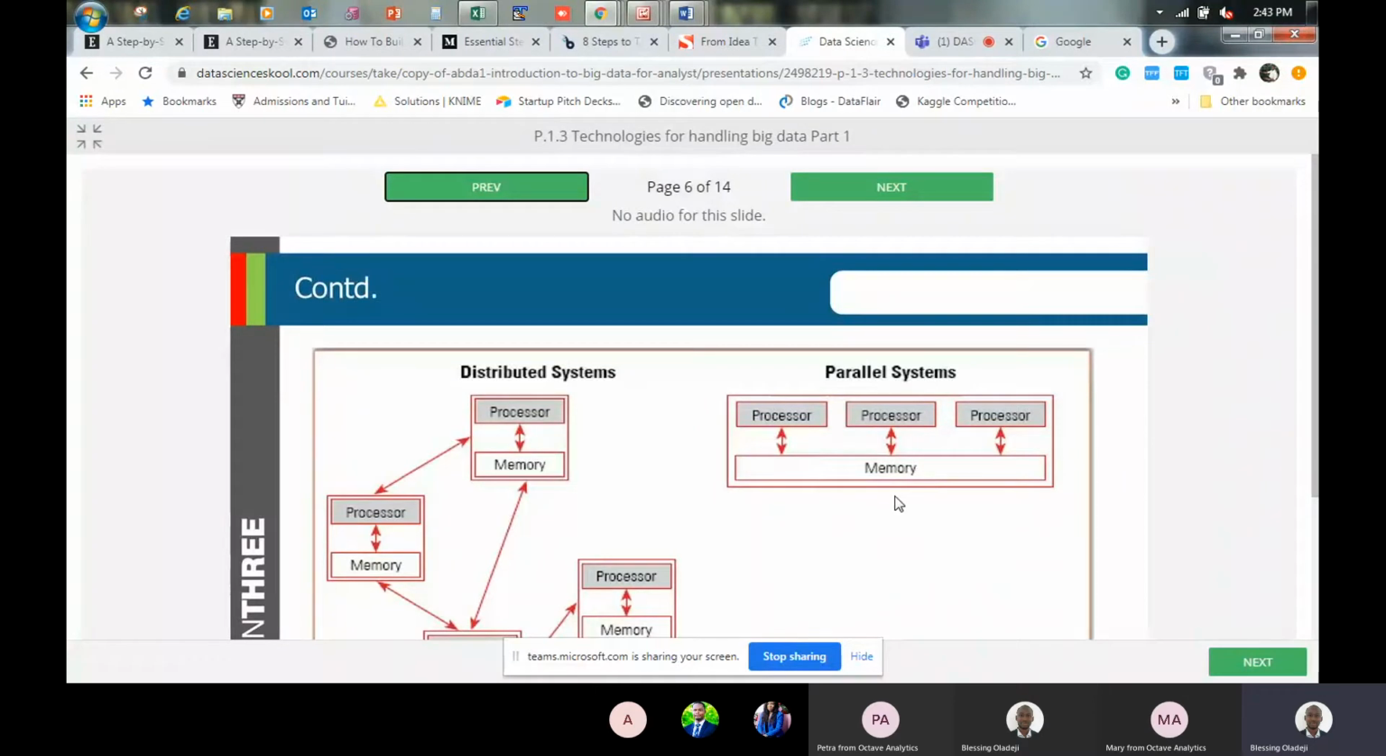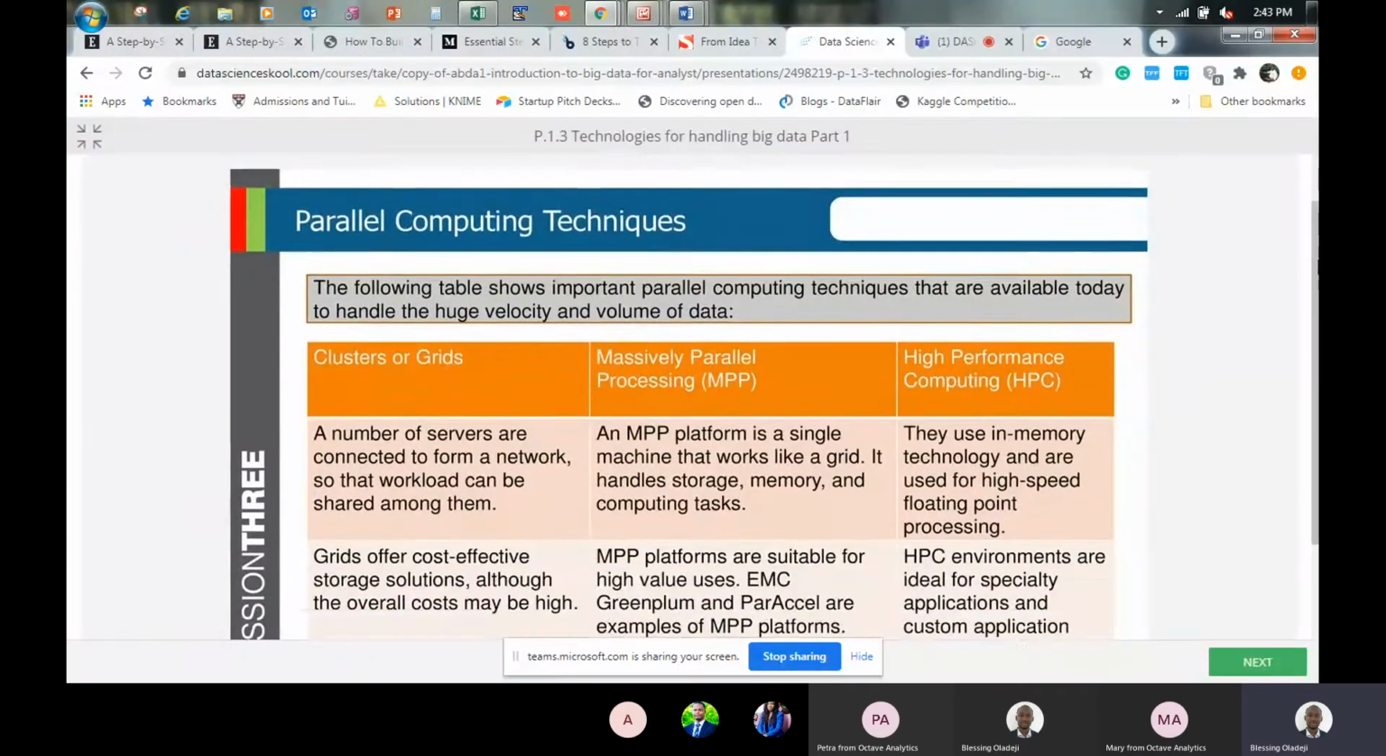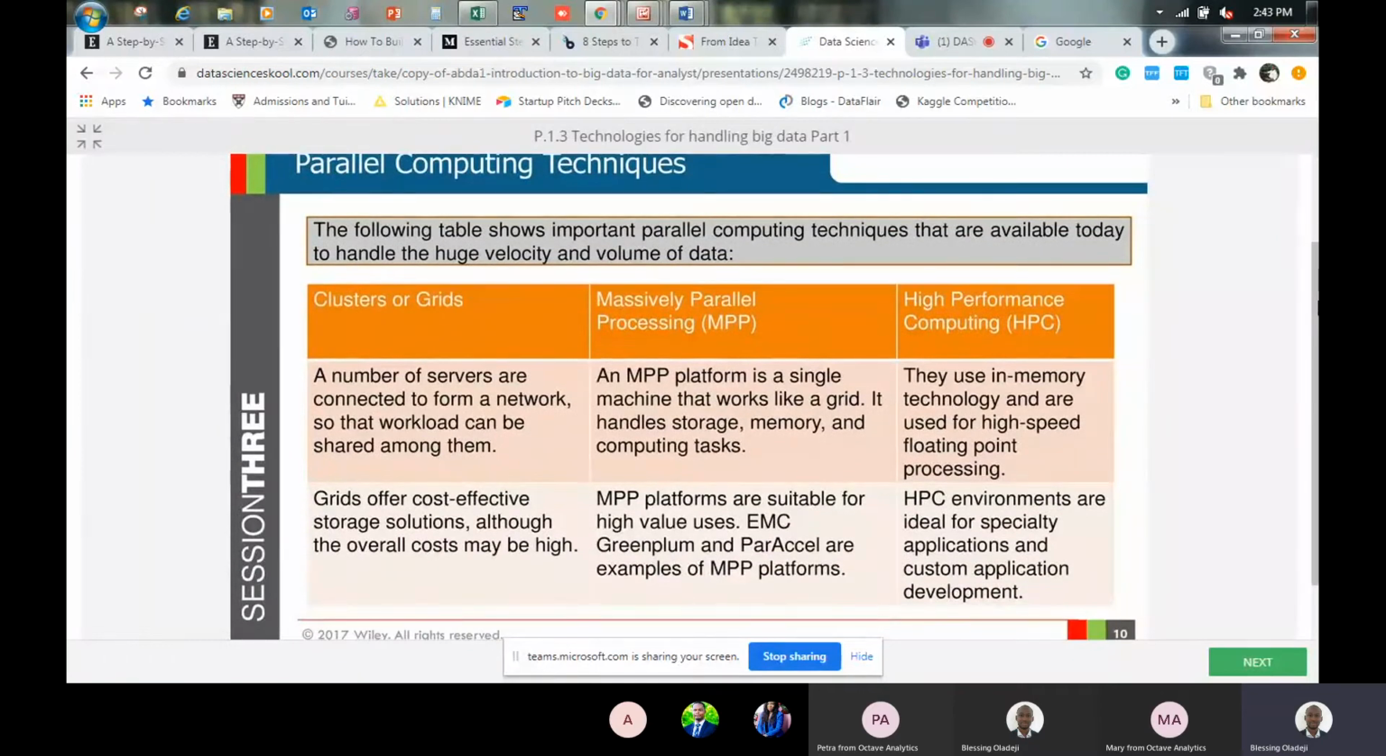And the idea again is, how can we make our job run faster? If we increase the processor, will it run faster? If we increase the memory, will it run faster? That is the whole idea. So in massive parallel processing, the way it works is that it's like a single platform that works like a grid. But it's a single machine that has its own storage, its own memory, and also runs its own computing tasks. Then the MPP platform is always very good for virtualization, and we are going to talk about virtualization very soon.